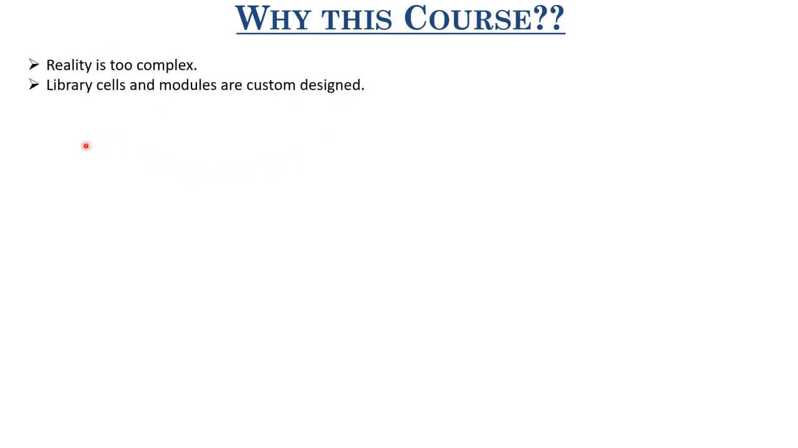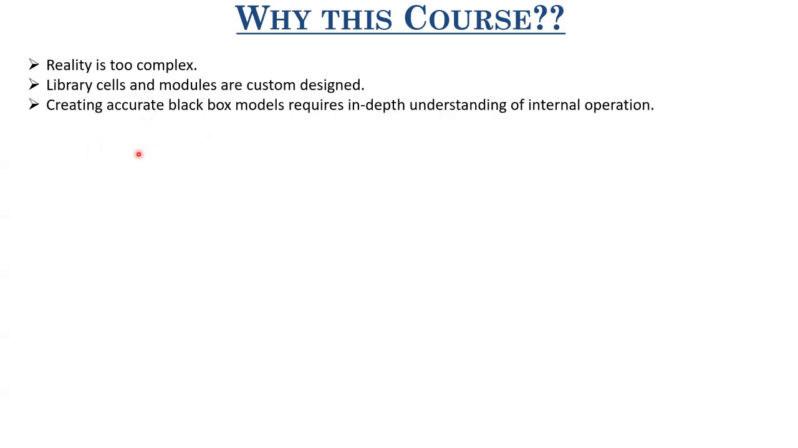So what exactly happens is, the library cells and modules have to be custom designed. Also because, with every passing year, the technology node is changing. The transistors advance every 18 months. So with each new technology, you have to design the library cells and modules again and again. So that is one of the reasons why the library cells and modules have to be custom designed. More than that, creating accurate black box models: each level of hierarchy takes the lower level of hierarchy as a black box. But creating those black box models also requires an in-depth understanding of the internal operations, right?